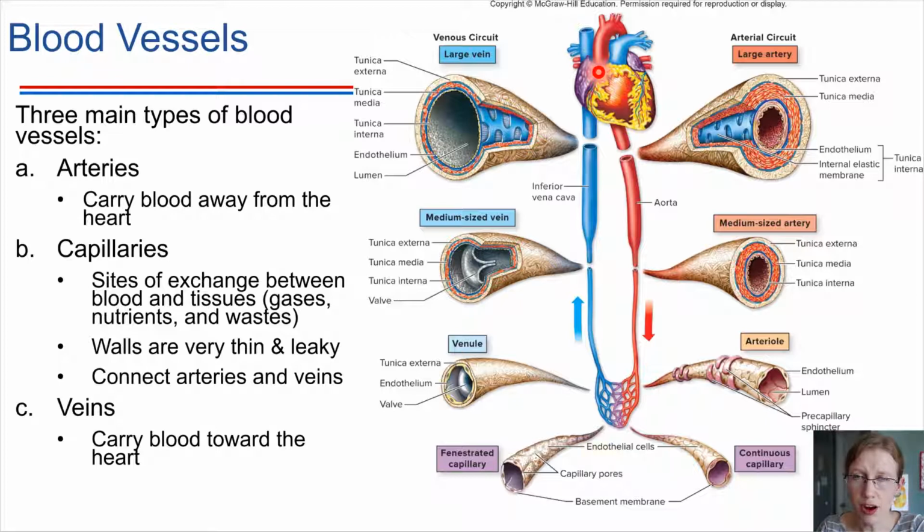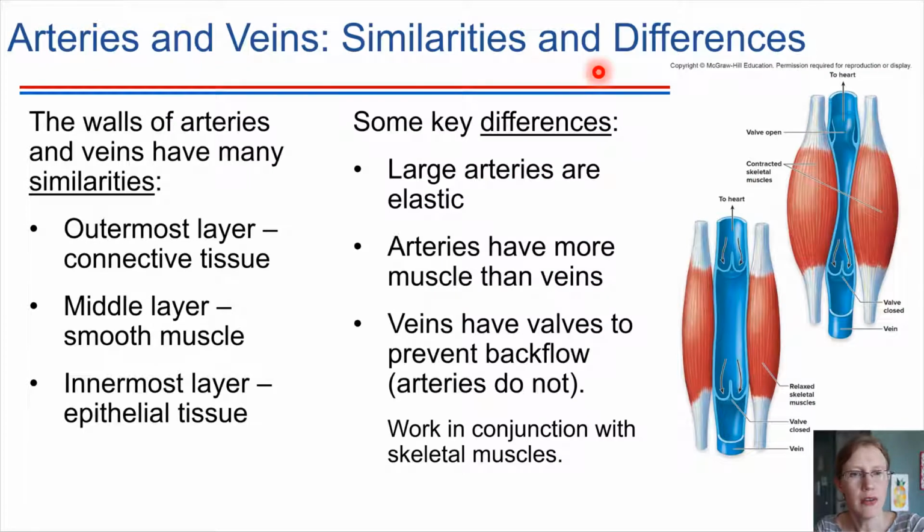Let's take a look at arteries and veins. We're going to do some comparing and contrasting for arteries and veins. Arteries and veins have similarities and they also have differences. What do they have in common? Both arteries and veins have 3 major layers to their wall structure. They have an outermost layer, which is just connective tissue. They have a middle layer, which is muscle. And then they have an innermost layer, which is epithelial tissue. Epithelial tissue always lines things. Blood vessels are no different. Epithelial tissue lines the inner surface of blood vessels.